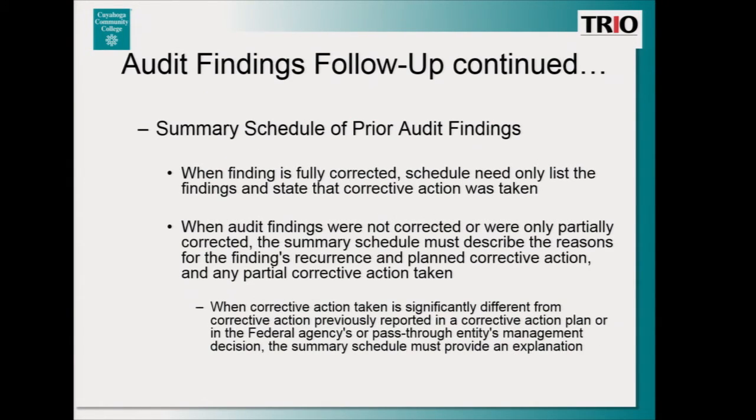Continuing on with the summary schedule of prior audit findings. When a finding is fully corrected, the schedule need only list the findings and state that the corrective action was taken. When audit findings were not corrected or were only partially corrected, the summary schedule must describe the reasons for the findings' recurrence and planned corrective action and any partial action taken. When the corrective action taken is significantly different from the corrective action previously reported in a plan, the summary schedule must provide an explanation why that deviance happened.